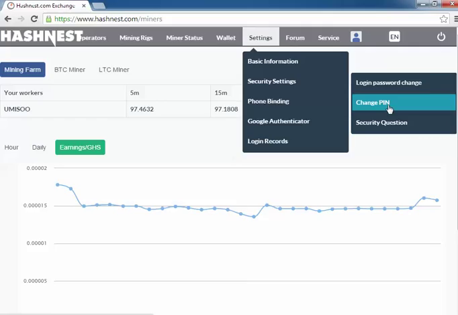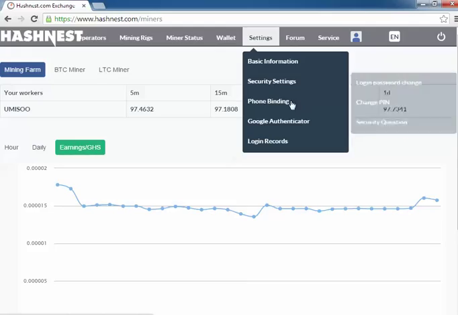And it does not have to be a numeric PIN. It can be alphanumeric. It doesn't have to be four digits. You can make it any length you want. Of course, you can always set up a security question as well. Phone binding. Last time I looked, this was only valid for phones in China or America. They're probably looking at improving that.